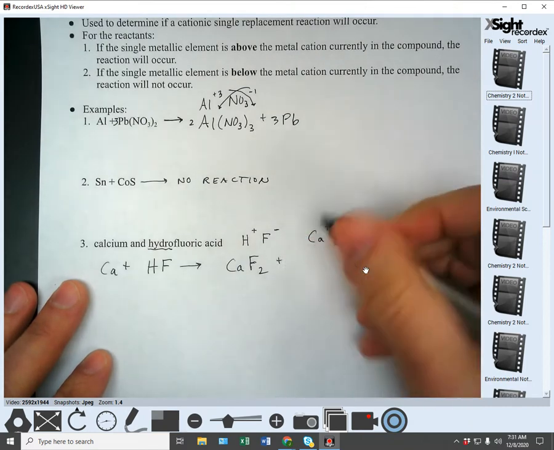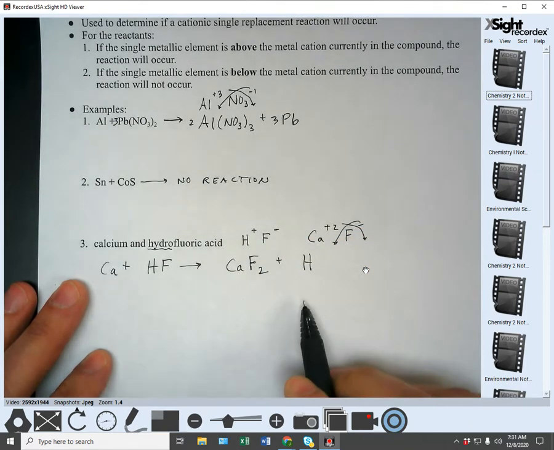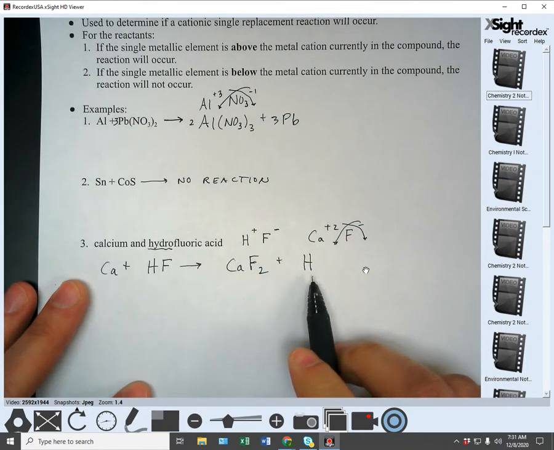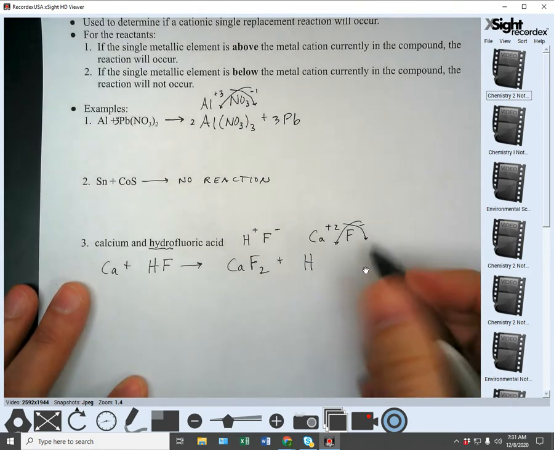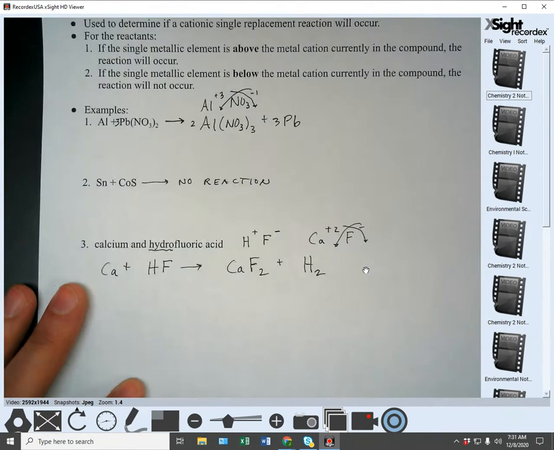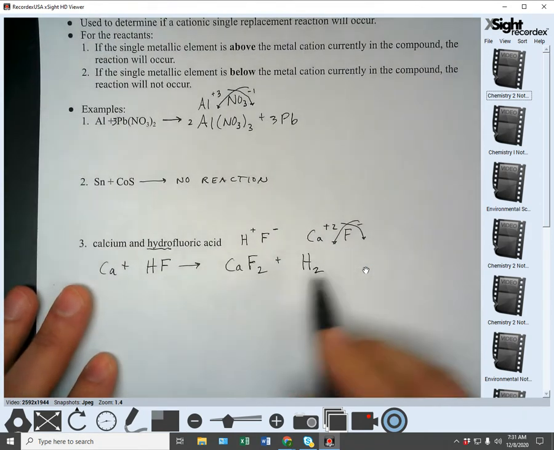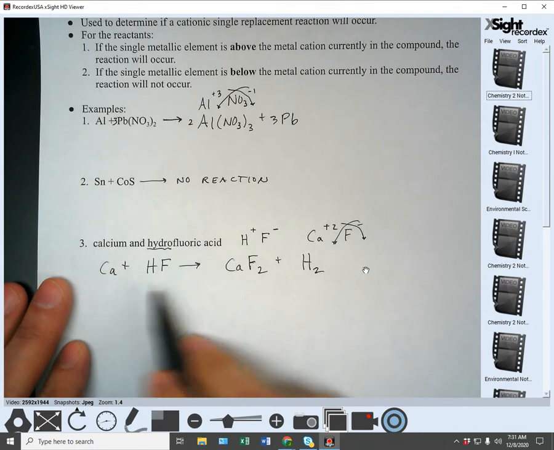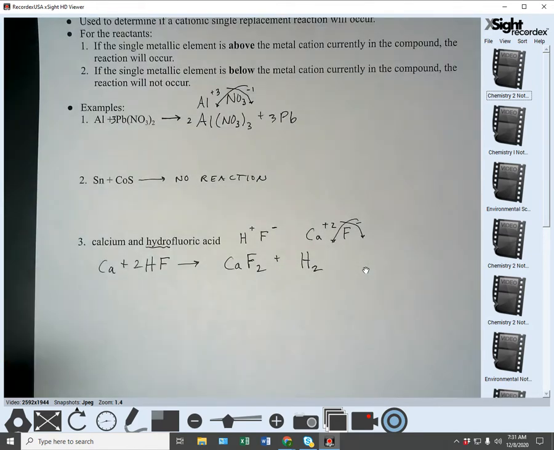Okay, and now what's alone? The hydrogen. But remember, hydrogen is part of Hofbrinkel, the 7. It's a diatomic when it's alone, so it should be H2. Okay, now we can balance. We would just need a 2 in front of this, and we're balanced. So that's pretty much it.